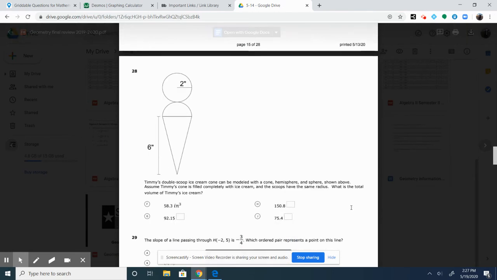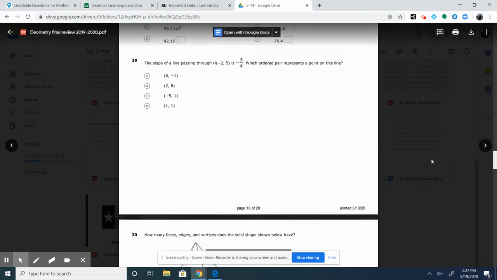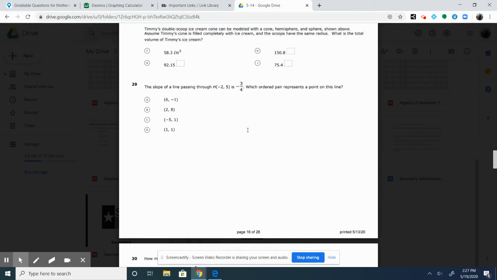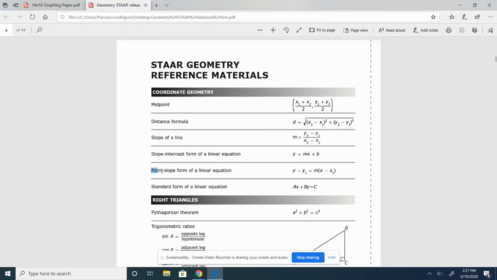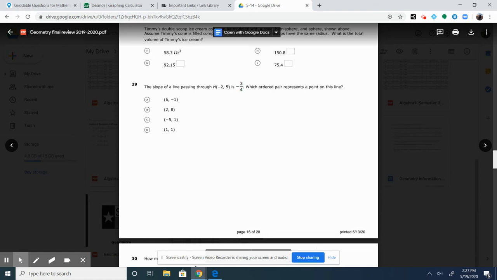So now we are going to move on to number 29, where it says the slope of a line passing through -2 and 5 is -3 over 4. So which ordered pair represents a point on this line? So a couple things, and this is from algebra. If we're trying to find a specific line that passes through a point, we need to use our point slope formula. y minus y1 equals m times x minus x1.